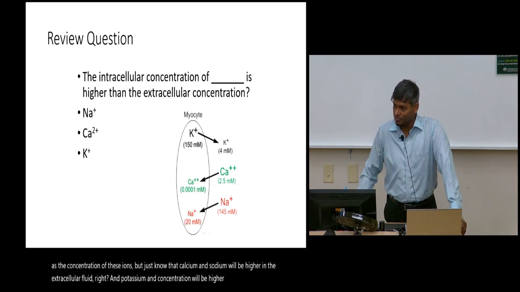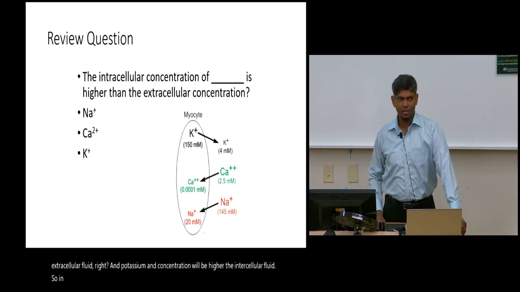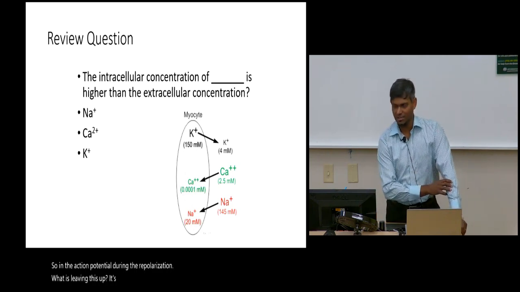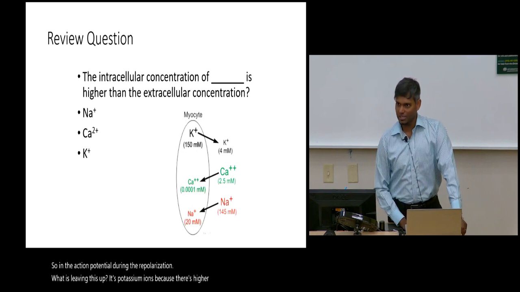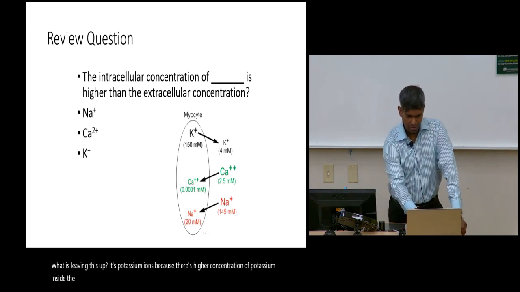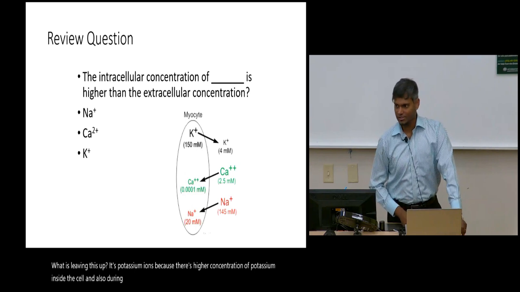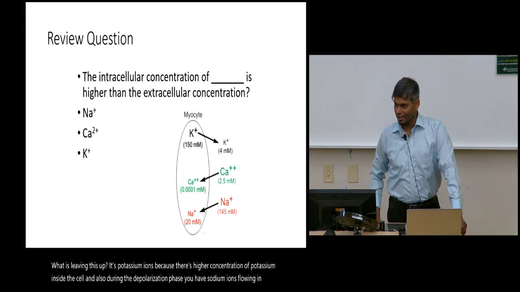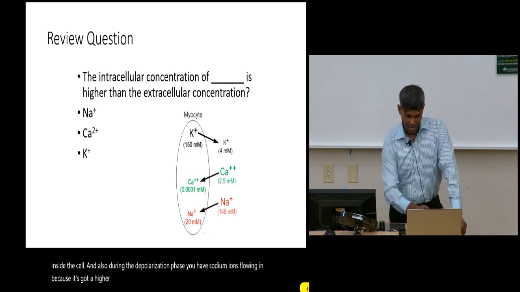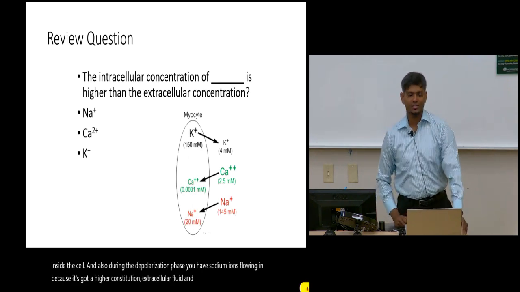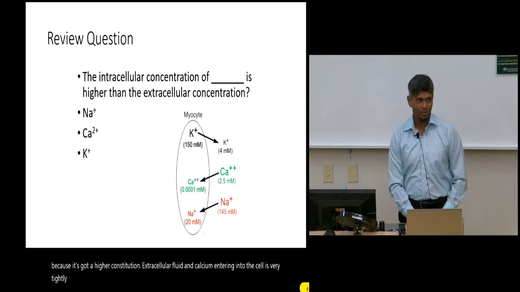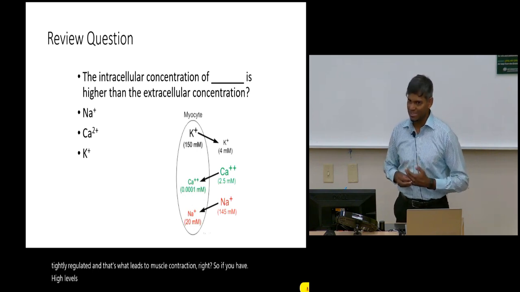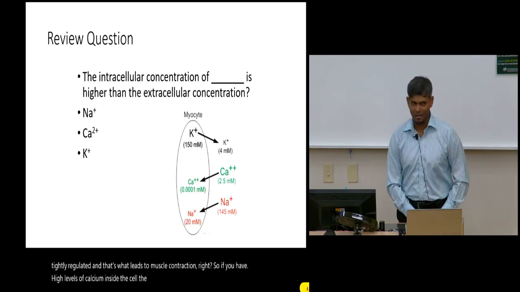in the intracellular fluid. So in the action potential, during the repolarization, what is leaving the cell? It's potassium ions, because there's higher concentration of potassium inside the cell. And also during the depolarization phase, you have sodium ions flowing in because it's got a higher concentration in the extracellular fluid. And calcium entering into the cell is very tightly regulated, and that's what leads to muscle contraction. So if you have high levels of calcium inside the cell, the muscle regulation really cannot happen.